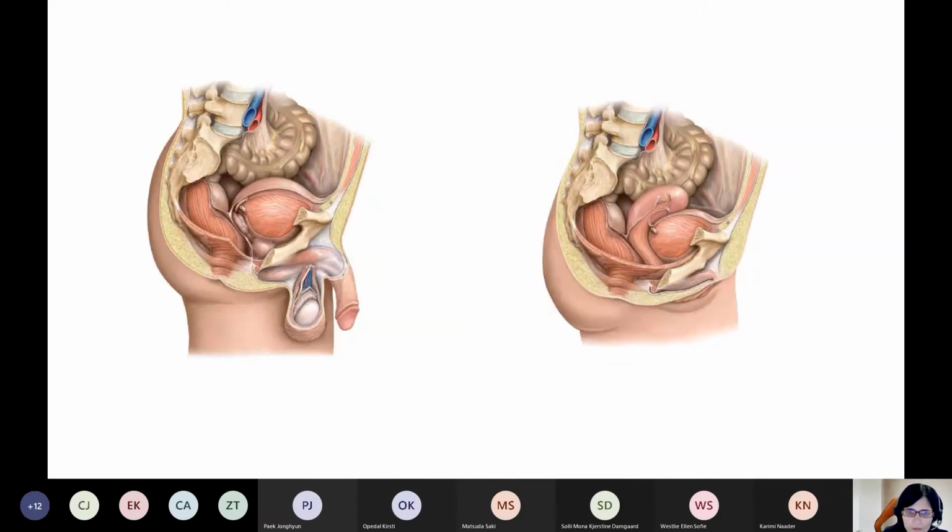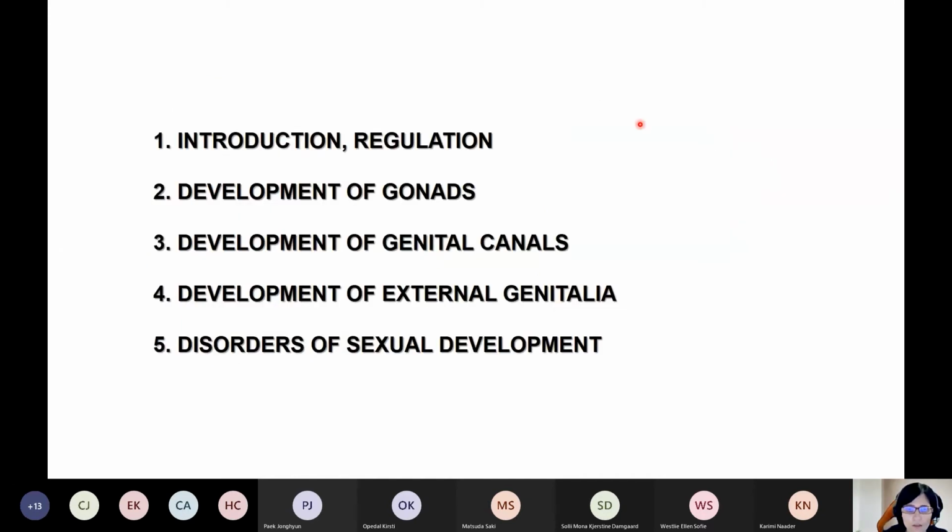So previously, in case of the anatomy, you've heard about the anatomical structure of both genital tracts, and now we will see how they develop during the intrauterine life. In the next two lectures, we will have these topics. First, I will give you a short introduction, and then we will talk about the regulation of the development.